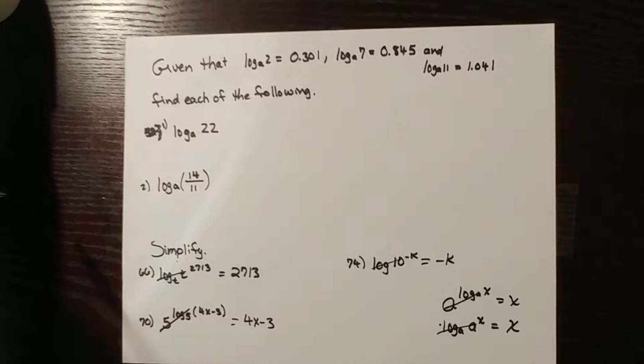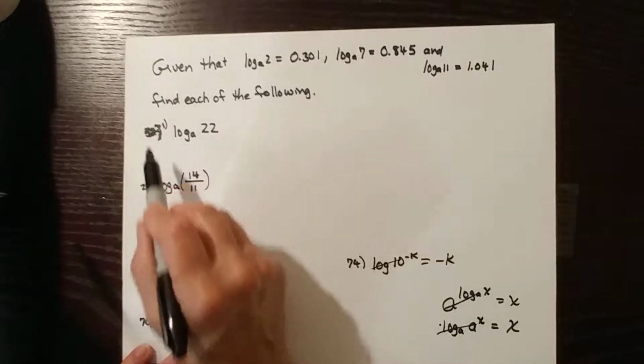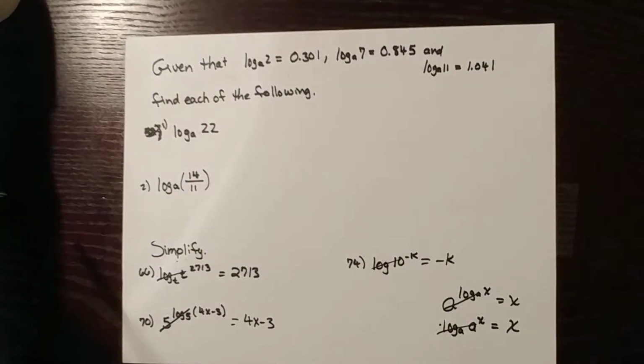Up here at the top, we are given this. It says given that log base a of 2 is equal to 0.301, log base a of 7 is equal to 0.845, and log base a of 11 is equal to 1.041. Find each of the following. So here's one that I just made up. I made up these two problems so you could do the ones on your sheet.